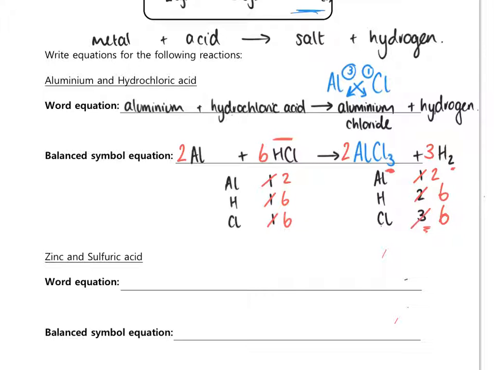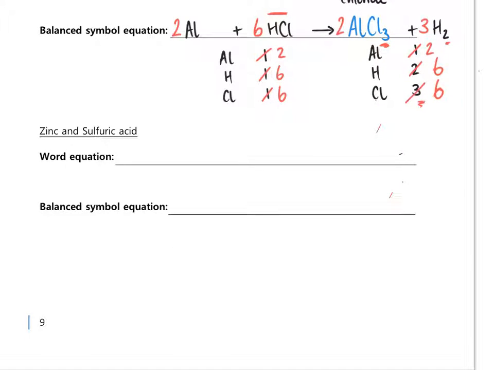That is very difficult, and they're not likely to give you one that difficult, but it's good practice in balancing equations. Okay, then zinc plus sulfuric acid. So we have zinc plus our sulfuric acid gives us, and the name of our salt, the first part of the name is going to be zinc from the metal, and then sulfate from the acid. Zinc sulfate plus hydrogen.